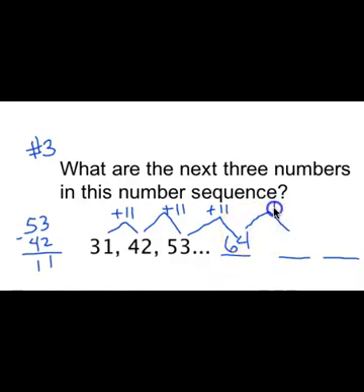And if we follow that pattern again, 3, 4, 5, 6 in the tens must be 7 in the tens. 1, 2, 3, 4, 5. So 75. And then our last one, plus 11, 3, 4, 5, 6, 7, 8 in the tens place. And I should put commas between these so you can tell them apart. And 1, 2, 3, 4, 5, 6. So the next three numbers are 64, 75, and 86.